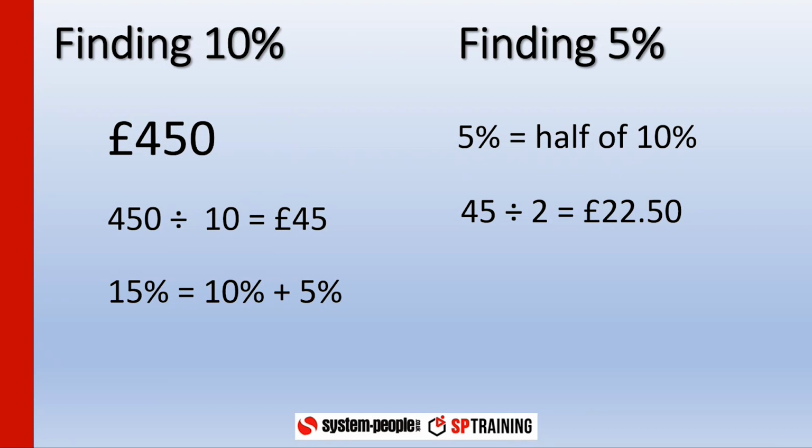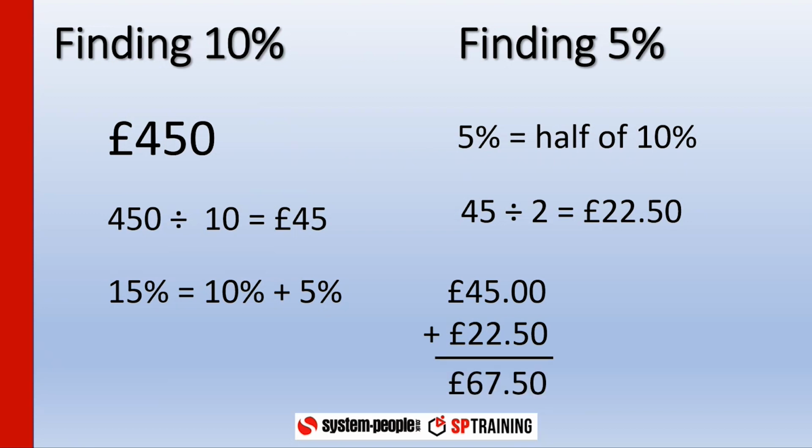So we'd add our 10%, £45, and our 5%, £22.50, add the two together and we get 15% of £450, which is £67.50. So remember, to find 10%, you divide by 10, and to find 5%, you halve your 10%. Okay, so that's those two.